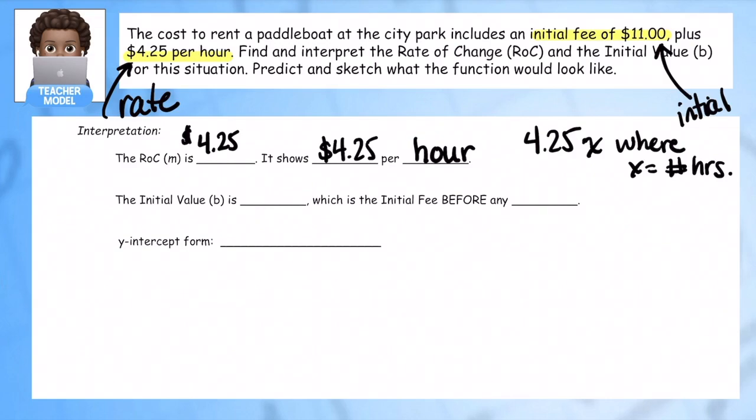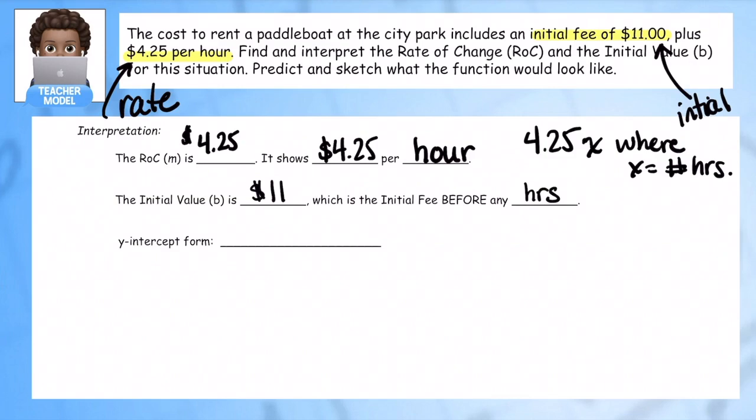Our initial value is $11. So no matter what, it's like an entrance fee when you go to a park. Hey, it's this much to get in, and then once you're in, you don't have to pay that fee again. It's an initial one-time fee. So it's a one-timer before anything else. So before any hours go by, so at 0, that is when we pay our $11.